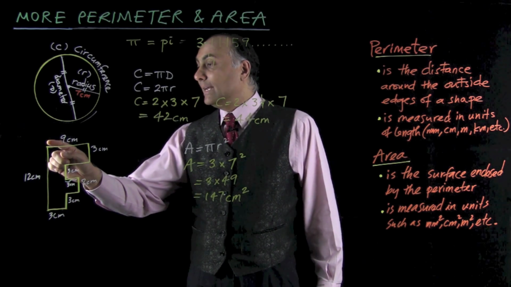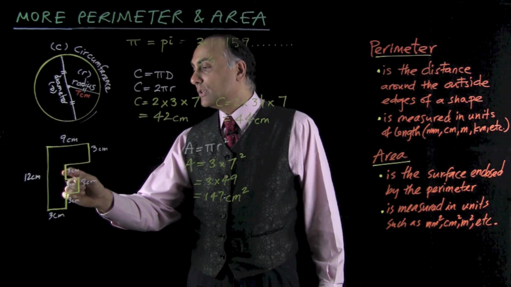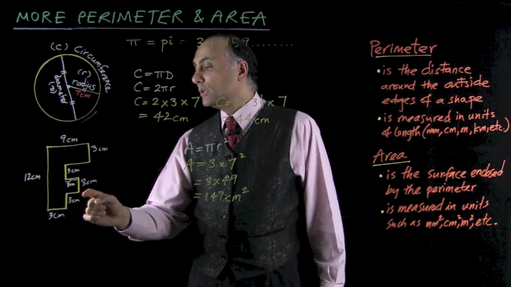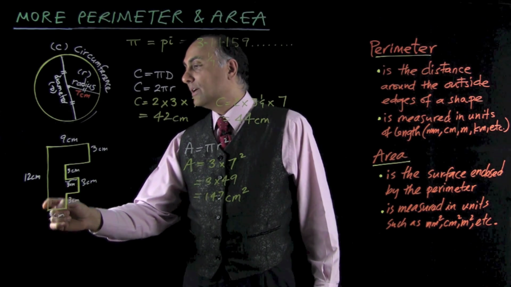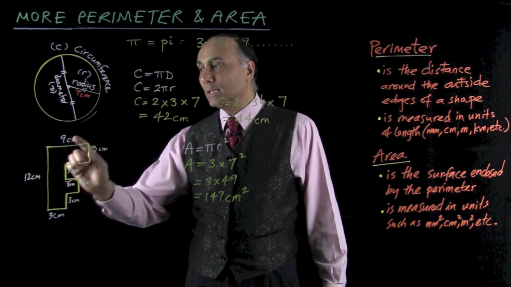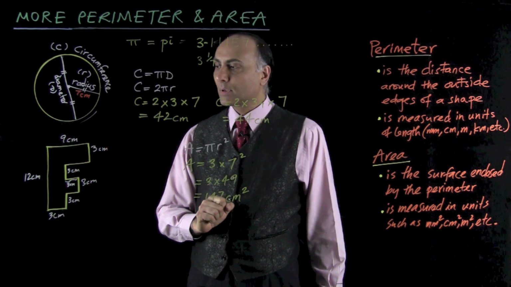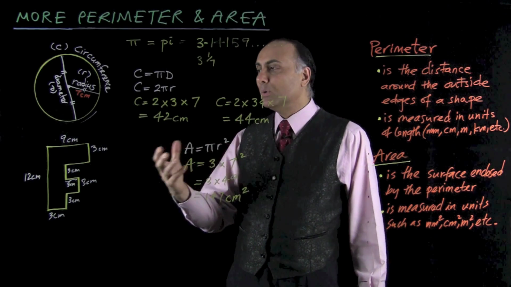So starting again, 9 and 3, 12, 18, 21, 24, 27, 30, 33, 36, 48. And that would be the perimeter of that, 48 centimeters. However, right now we're more interested in the area. How can you work out the area of this?